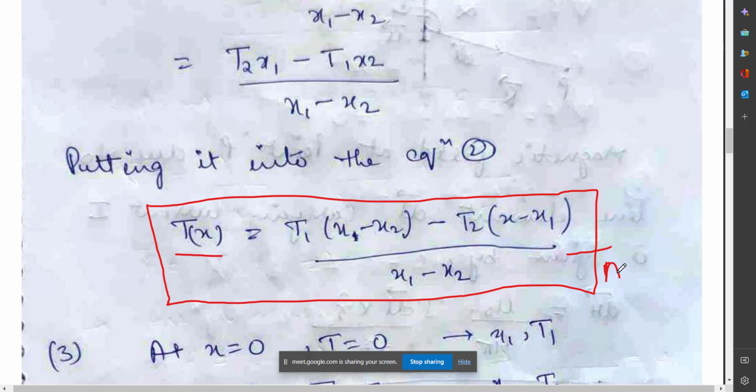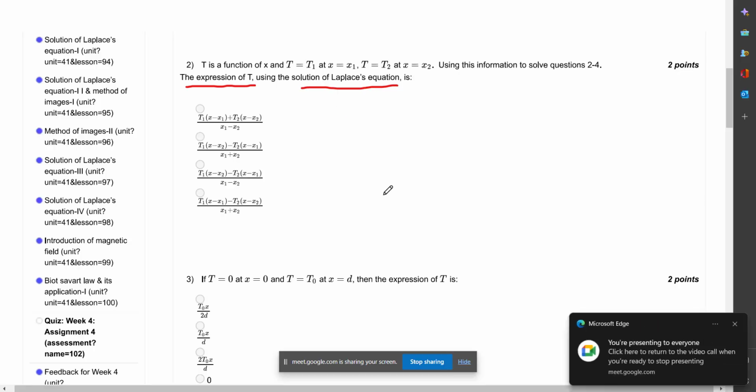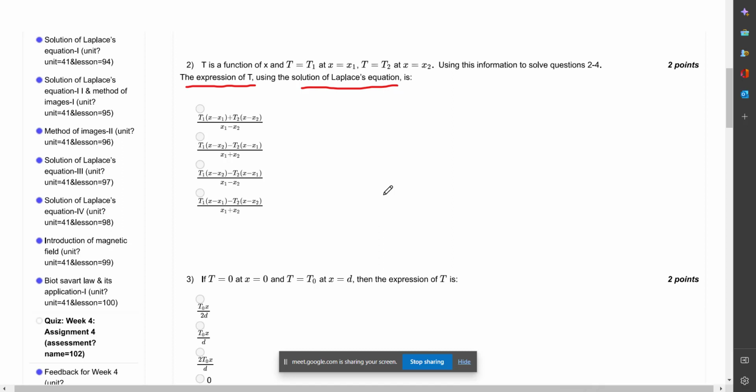Hello, madam. Yes, go ahead. Madam, how did that boundary condition come? Boundary condition means E1 tangential is equal to E2 tangential, that one only, no? Electric field, yes, the tangential components are both equal. So this came from here. It is given in the question that at x equals x1, T equals T1. At x equals x2, T equals T2. It is given in the question.